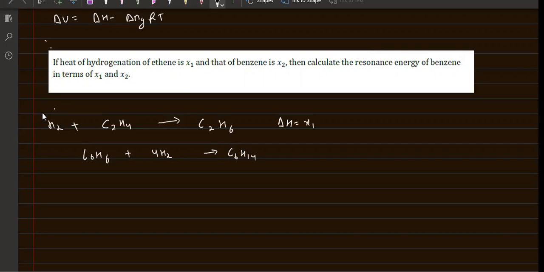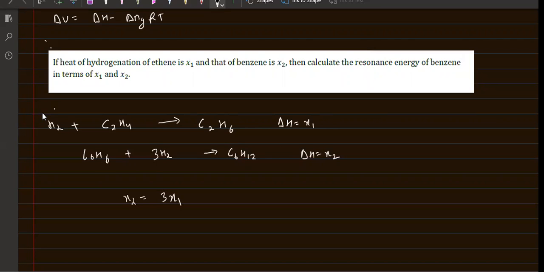Now it won't be C6H12, it will be C6H12 only because the ring would be there. The ring won't disappear. It will be 3H2. So delta H is given as X2. Now, technically, we have one double bond here, three double bonds here, right? So this X2 should be equal to 3X1. Yes or no? Tell me. Technically, X2 should be equal to 3X1.